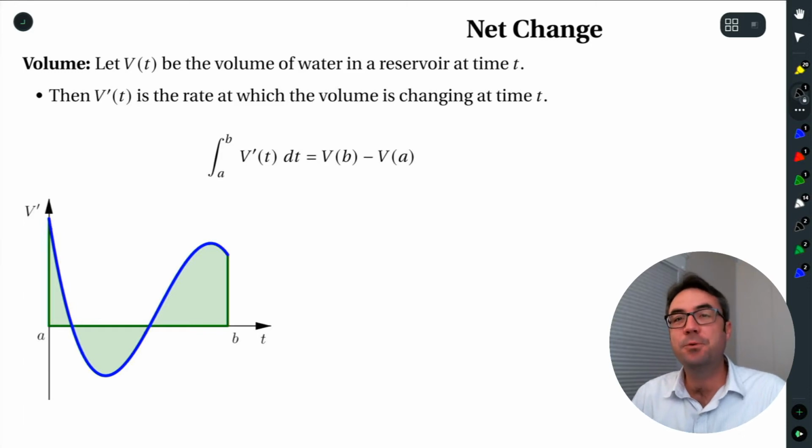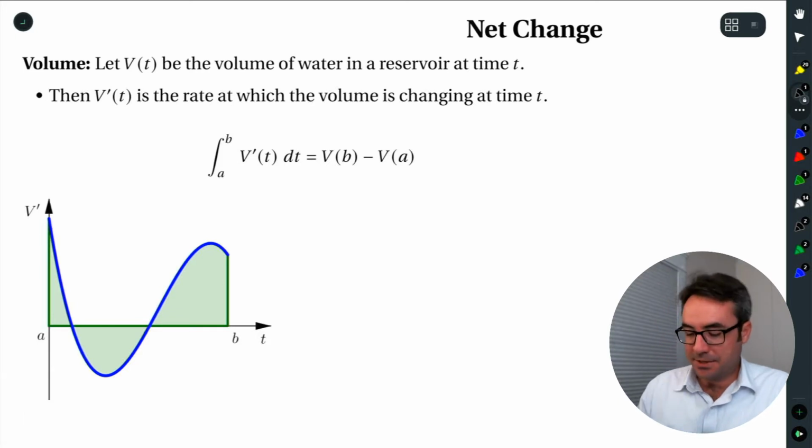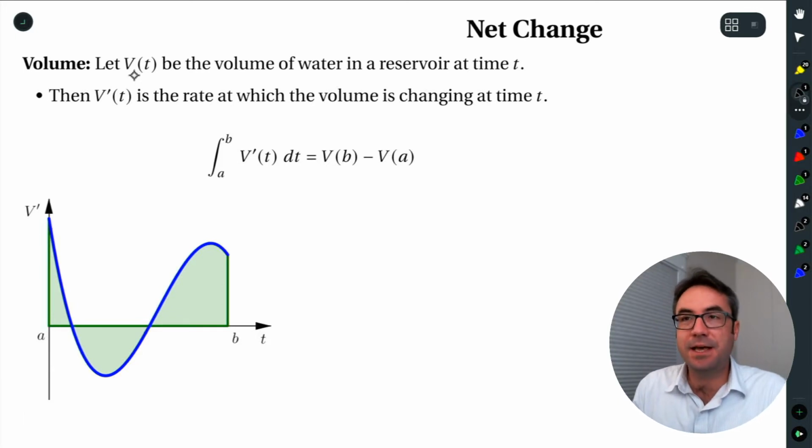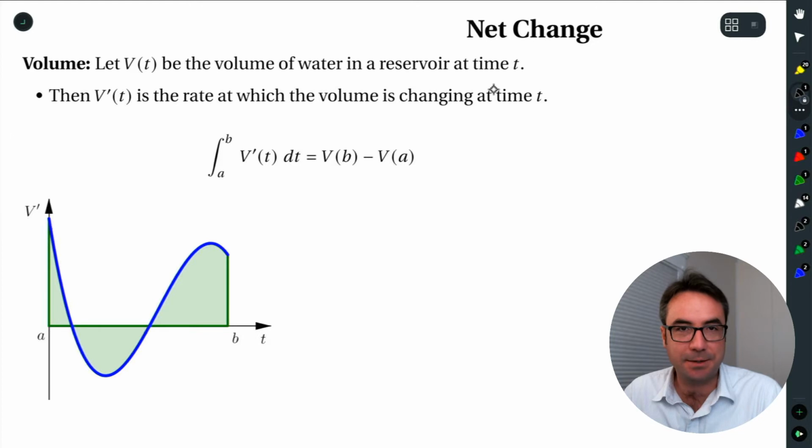In this discussion, we're going to be looking at volume and how it relates to the net change theorem. So as our little discussion here, let's let V of t denote the volume of water in some reservoir at time t. All right, so it helps to have a picture.